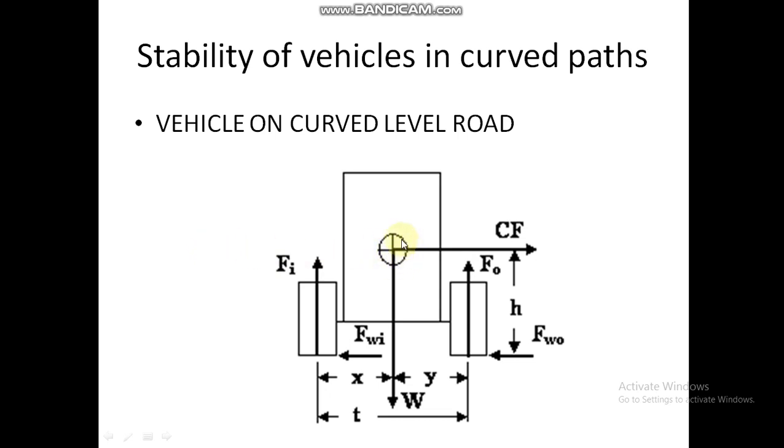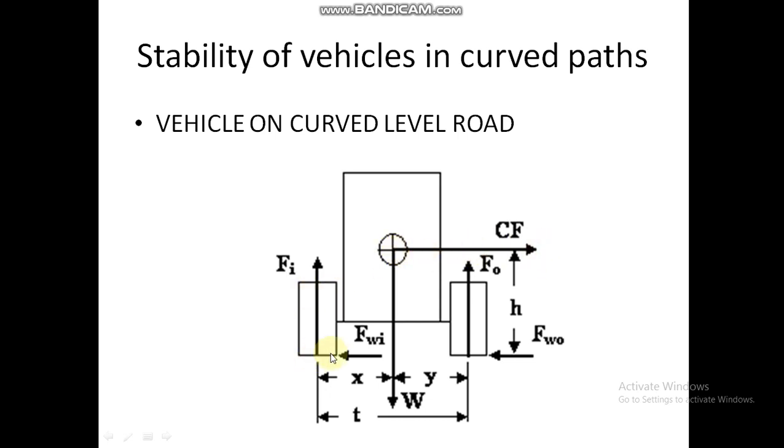This circle shows the center of gravity of the vehicle and the height of the center of gravity from the ground is h. Due to the curved path, due to the turn taken by the vehicle, the centrifugal force CF will be acting towards the right from the center of gravity.